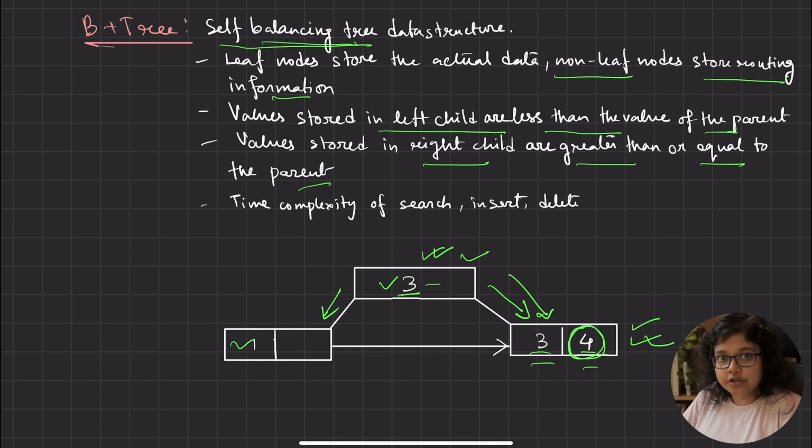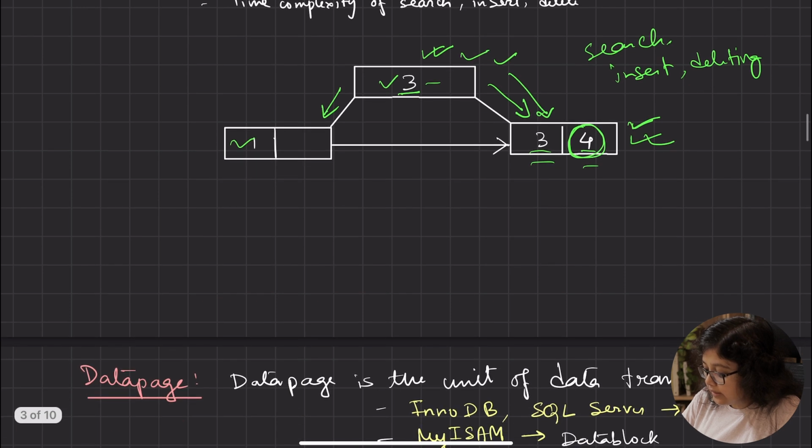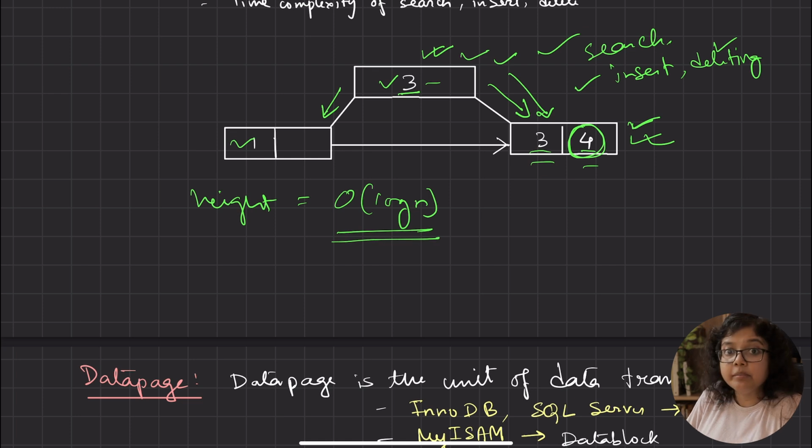So from this discussion we can see that whenever we are searching for a value, inserting a value or deleting a value, we have to travel from the root node to the leaf node. So basically we have to travel the height of the tree, and we know that the height of the tree is O of log n. So this makes the time complexity for search, insertion and deletion O of log n in case of B plus tree.